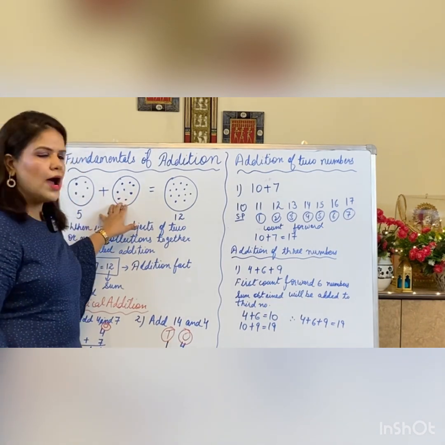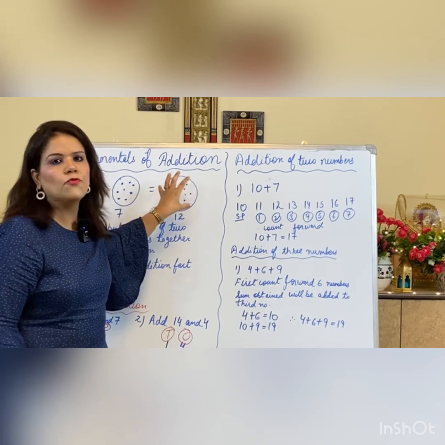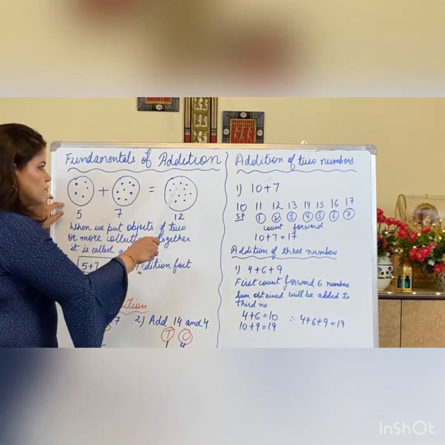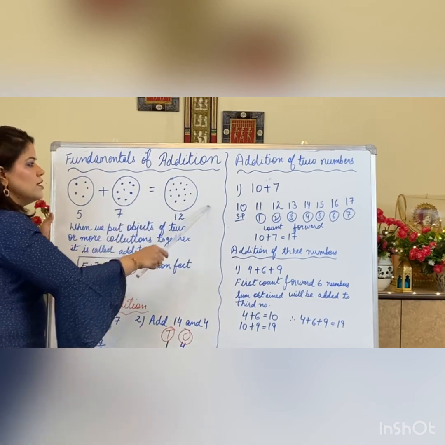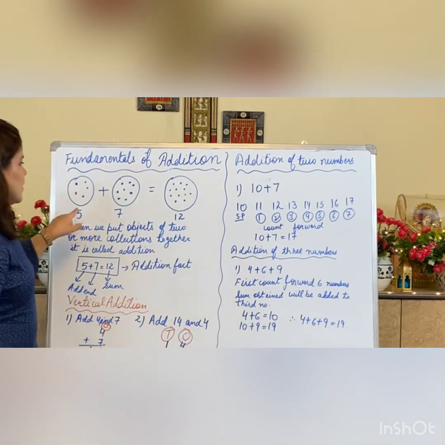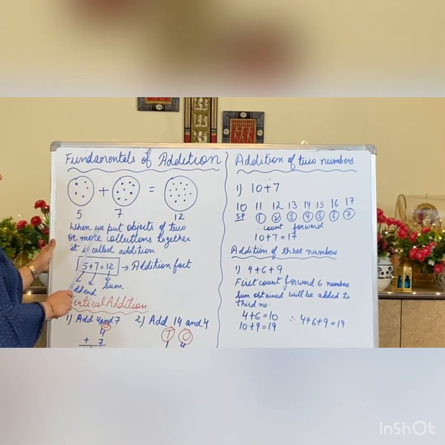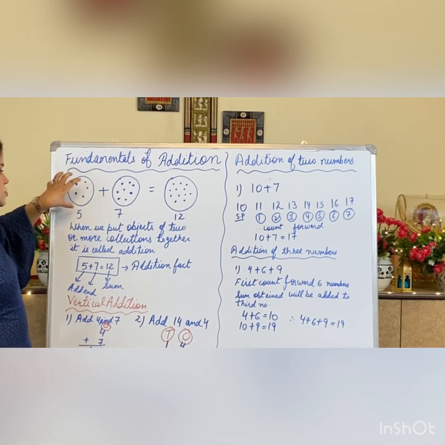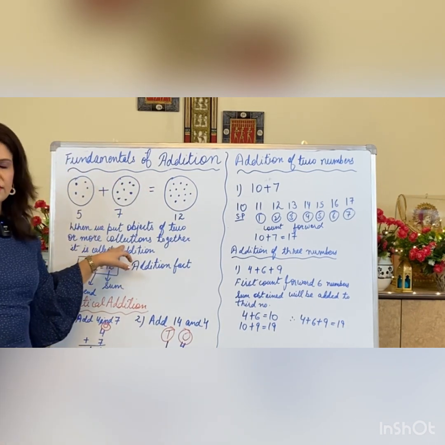If we add them, this one big collection will be the sum of both collections. That means 5 are there and 7 are also there. So this whole will become our sum. 5 and 7 will be our addends. When we put objects of 2 or more collections together, it is called addition.